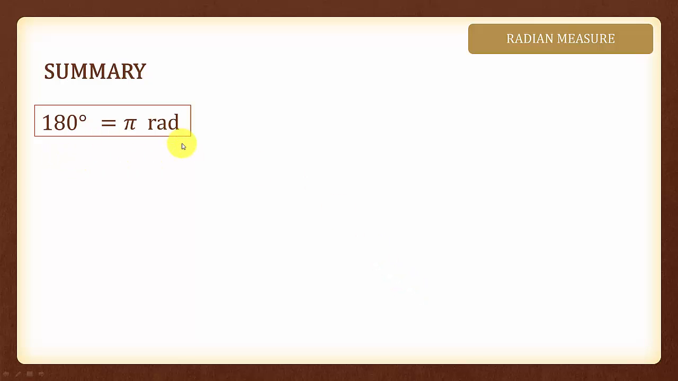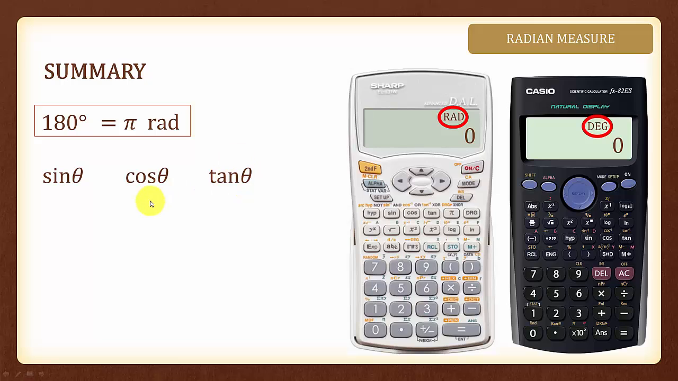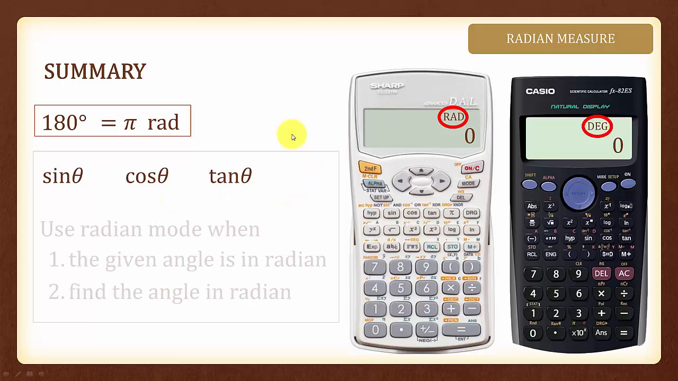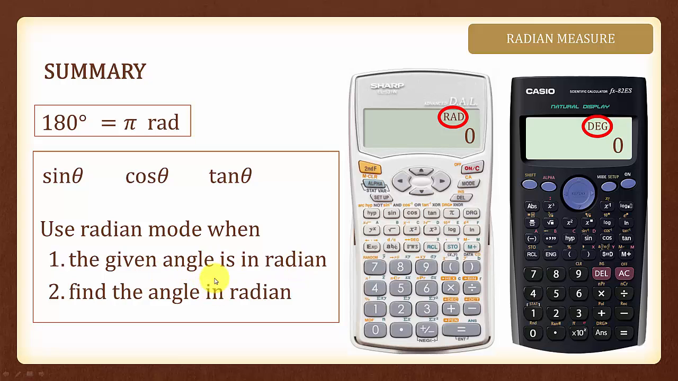In summary, the conversion rate between degrees and radian is 180 degrees equals pi radian. Given questions that involve sine theta, cosine theta, or tangent theta, we will need to ensure that the calculator is in radian mode if the given angle is in radian, or we want to find the angle in radian. If the angle is in degree, then we will leave the calculator in degree mode. Therefore, if theta here is in radian, we will use radian mode, and if theta here is in degree, we will use degree mode. And that's all for this topic.